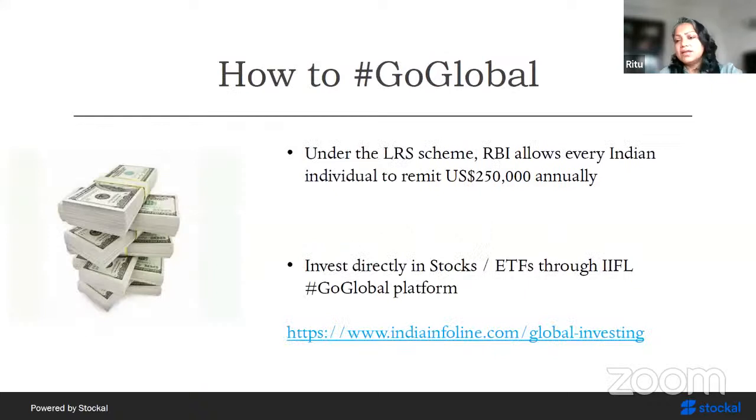So I understand how global markets make a lot of sense. I want to invest in these companies, but how do I go ahead and invest? And am I allowed? Yes, you're allowed. RBI allows you $250,000 officially to be remitted per financial year. So between April and March, you can remit up to $250,000 per PAN without any questions asked.